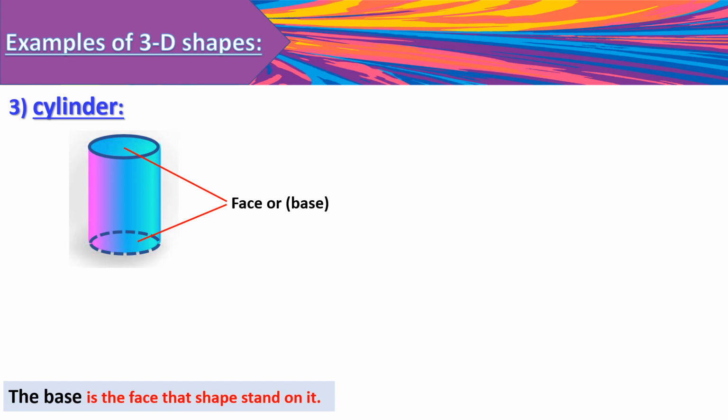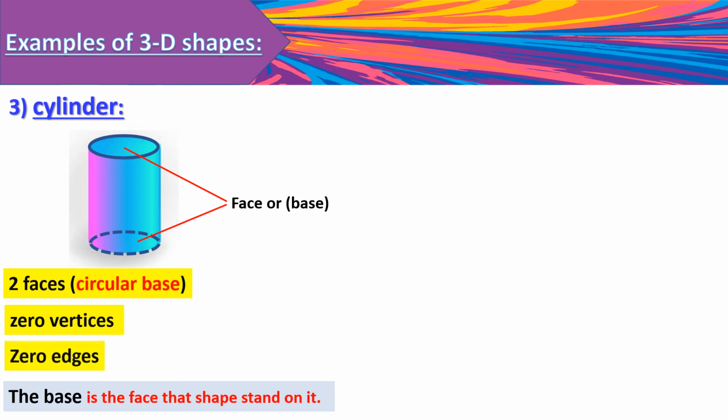Do we have any vertices here? Any corners? No, we don't have any corners here. Do we have any edges here? No, we said that an edge is the line where faces meet. Do we have any faces that meet here? No, they are 2 apart. They are far from each other. So it has 2 circular bases, or 2 faces in the shape of a circle.